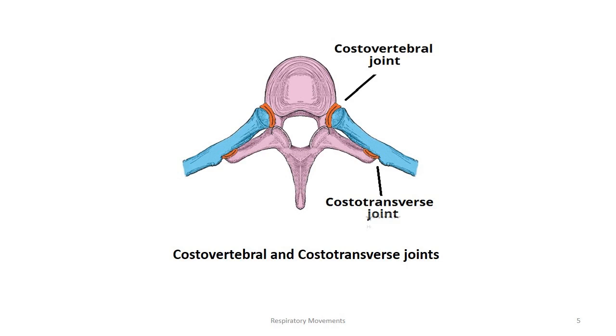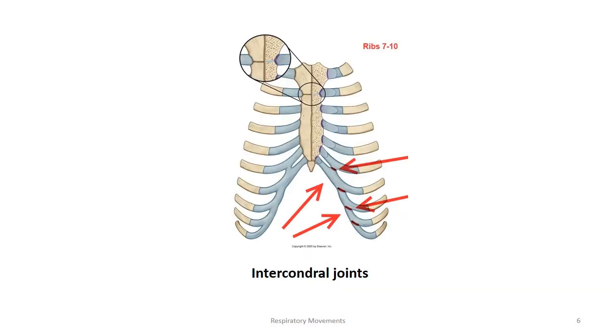The joint between the body of the vertebrae and the rib is known as costovertebral joint, which is there on the top, and below is costotransverse joint, the joint between the transverse process of the vertebrae and the rib. The last is interchondral joint. Now why is it known as interchondral joint? Because the 7th to 10th ribs are interconnected with each other with cartilage, and that cartilage gets connected to the sternum. So it is known as interchondral joint.